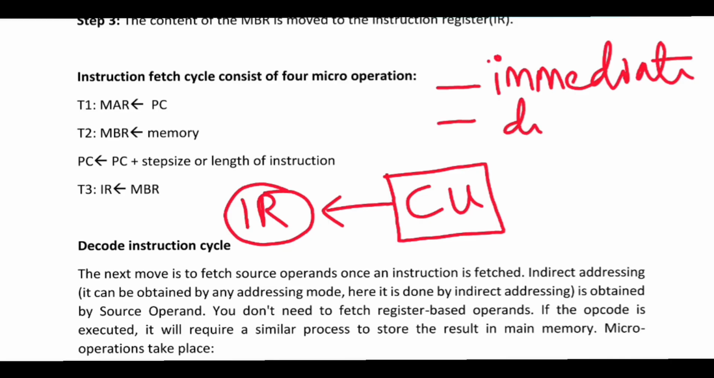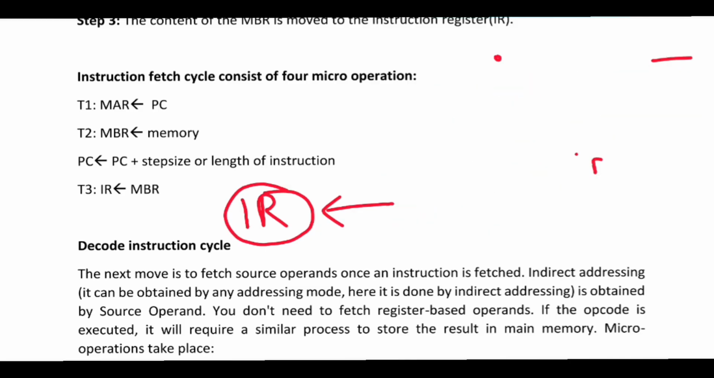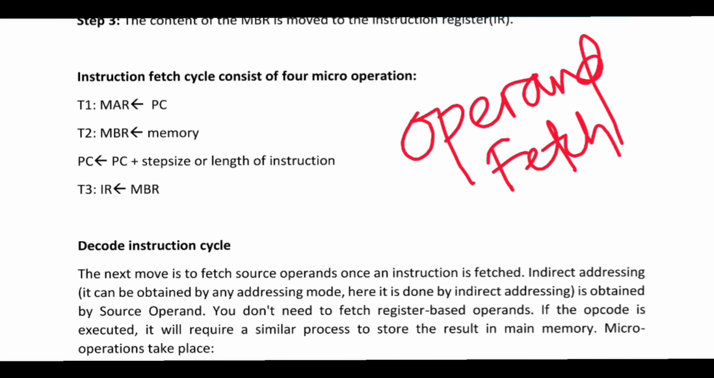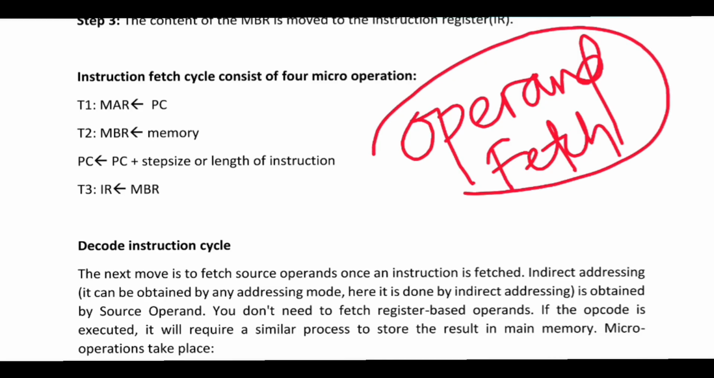If it is direct or indirect, then there will be again a process, operand fetch will be done. Like the instruction fetch cycle, there is again a cycle run which is operand fetch. In which case? All cases except the immediate addressing mode. Operand fetch will be done in all cases except immediate addressing mode.